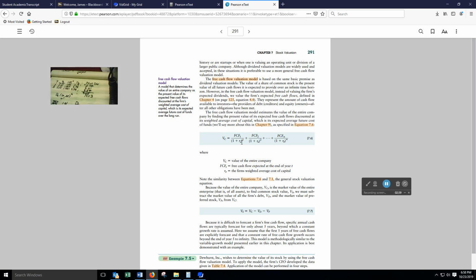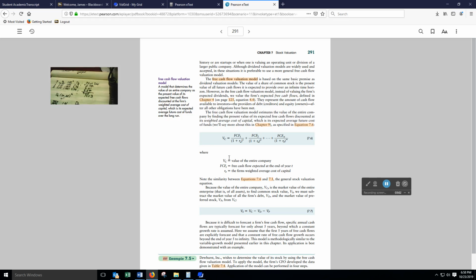That is your weighted average cost of capital. It is the expected average future cost of funds. And again, this is done in Chapter 9, so we're going to take this as a given. It's going to be given to us in these problems.